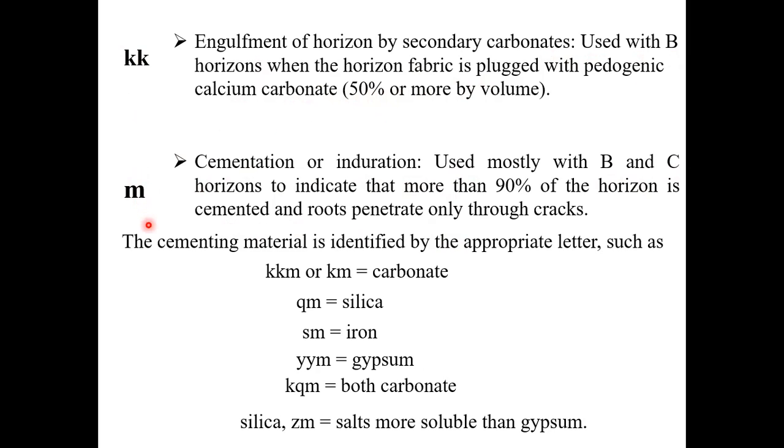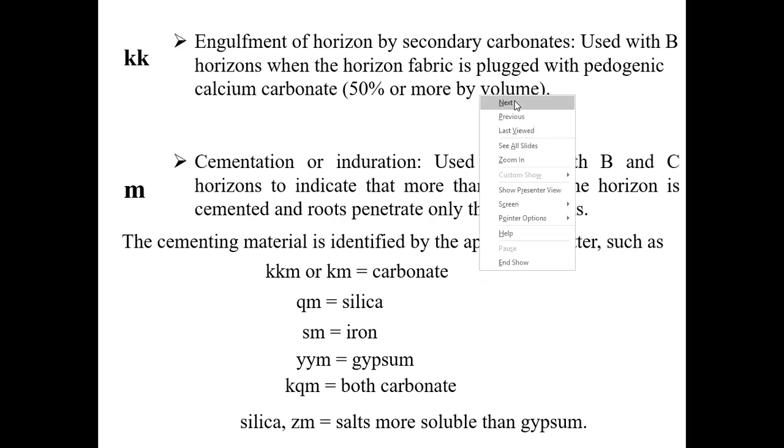So, students, based on the cementing material which is present in that particular layer or horizon, you can see different notations. If I give double KM or KM, it is cemented by carbonate. If QM, it is cemented by silica. If SM, it is iron. If YYM, it is cemented by gypsum. If KQM, it is both carbonate and silica. ZM means salt, more soluble than gypsum. So these are the different subordinate notations which we usually give for the particular profile.